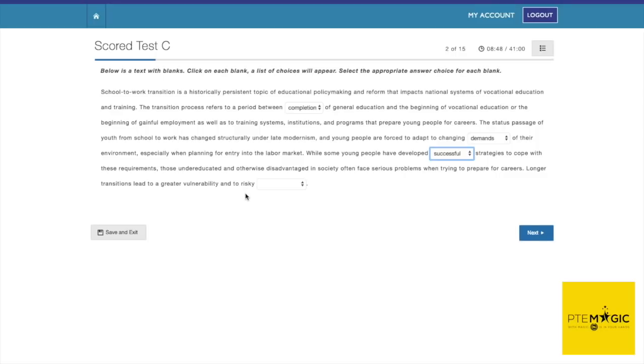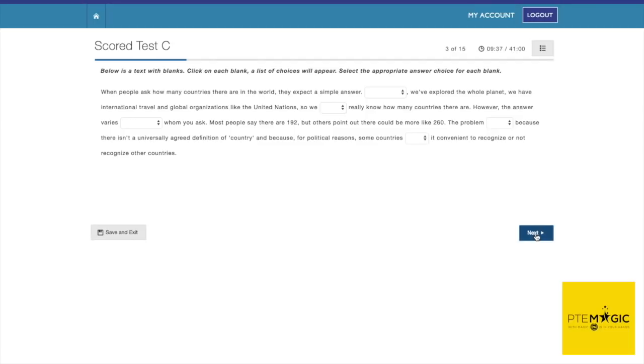Okay, longer transition lead to greater vulnerability and to risky, I don't know, let's have a look at the options. Demonstrations, questions, behaviors, business. Okay, I would say behaviors, because it's talking about those students. So they're becoming very vulnerable, which means that they have a tendency to maybe do bad things, which is why their behaviors might not be appropriate.